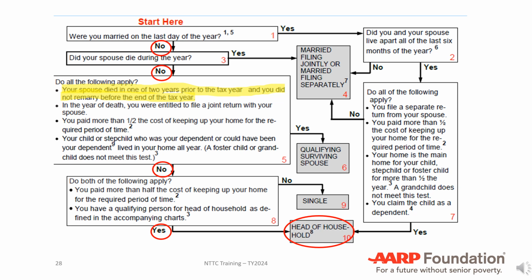I've already looked at those footnotes, so I know that there is nothing that's going to interfere with this. So the answer to that bottom block is yes, and that brings you over to block number 10, head of household. So head of household is Mr. Buck's best choice for filing status.